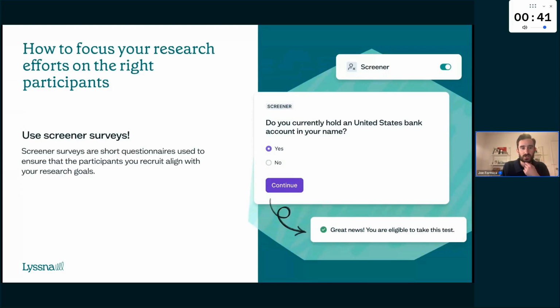One of the best ways to focus your research efforts on the right participants is to do screener surveys. Screener surveys are what you put out there to help narrow down your pool of participants. These are short questionnaires to ensure that the people you're going to spend your time talking to, synthesizing, and listening to recordings from actually meet your criteria for your research goals.